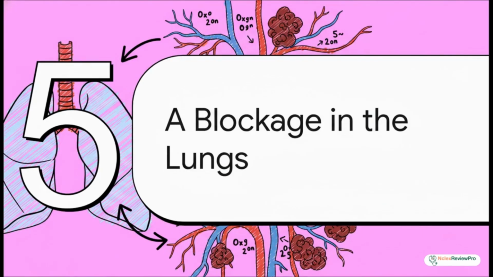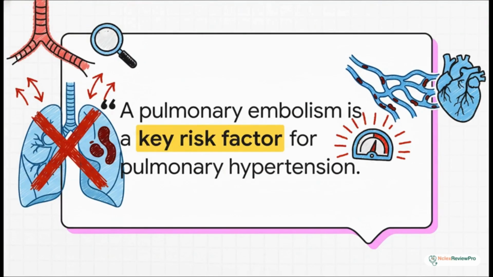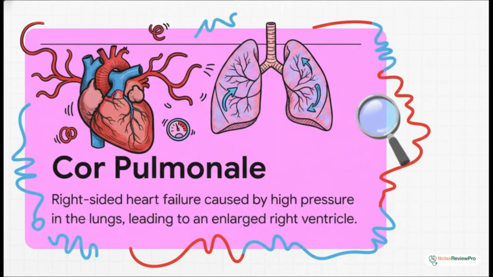All right, next up is a different kind of emergency. This isn't a collapse, it's a dangerous blockage deep inside the lung's network of blood vessels. A pulmonary embolism, which is a blood clot in the lungs, is a huge emergency all by itself. But it also kicks off this really dangerous long-term problem, pulmonary hypertension. That blockage just causes the blood pressure inside the lungs to absolutely skyrocket. And this leads directly to a condition called cor pulmonale.